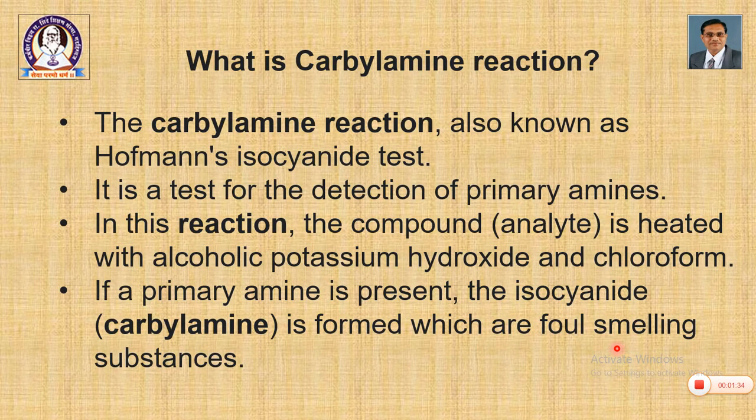So, the possible questions are: what is the carbylamine reaction? It is for primary amines. What are the reagents along with the primary amine? The reagents are potassium hydroxide and chloroform. What is the final product? The final product is isocyanide, and isocyanide is also known as carbylamine. So, whenever you learn, you try to convert the information into questions.